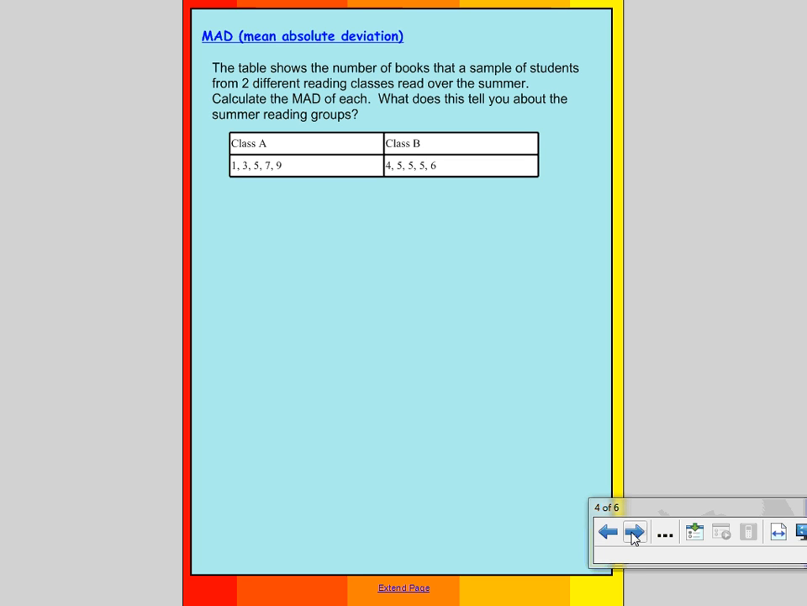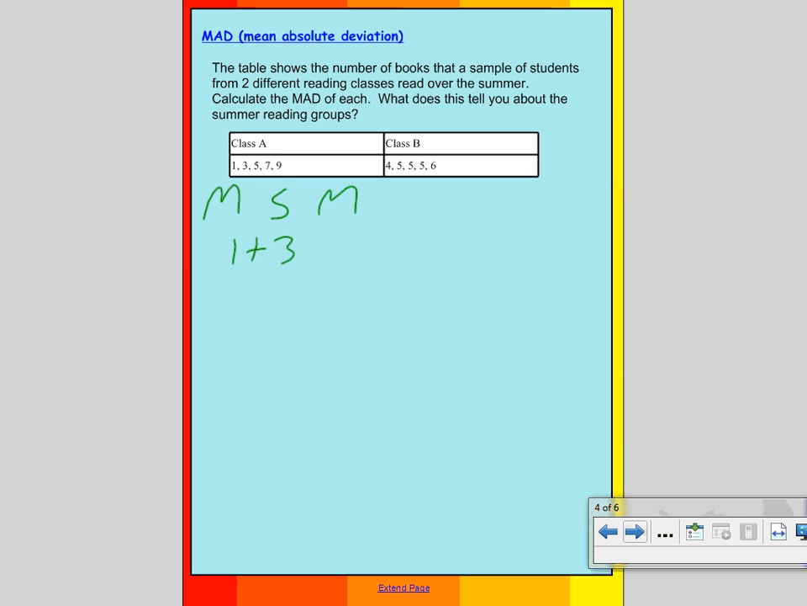Alright? So you know, in order to find the MAD, we find the mean, we subtract, and then we find the mean again. It's called mean absolute deviation because when you subtract them, they're all supposed to be positive. So let's find the mean first.